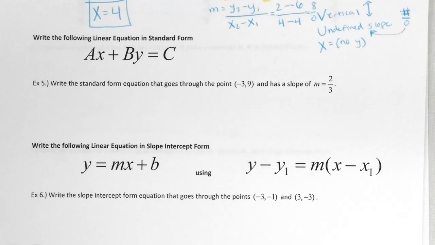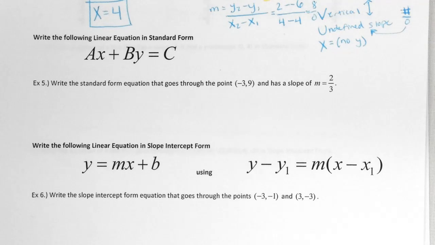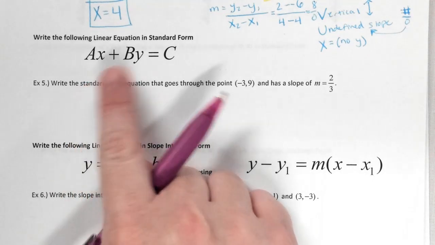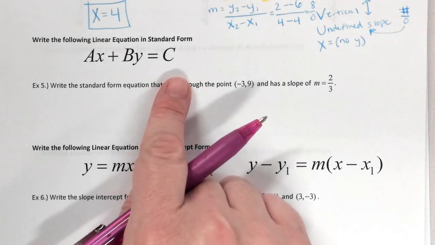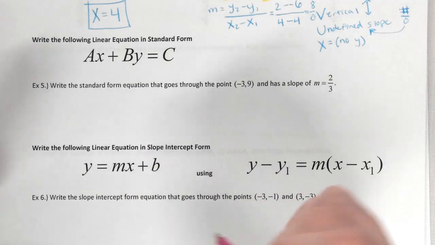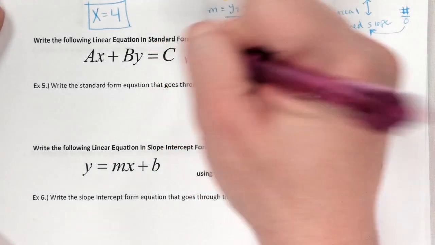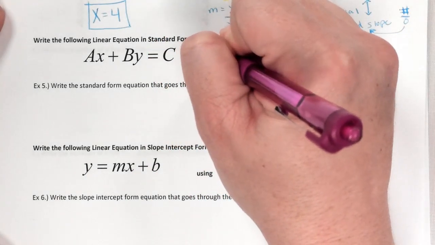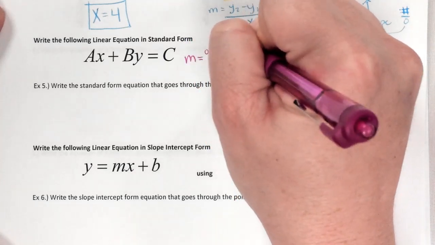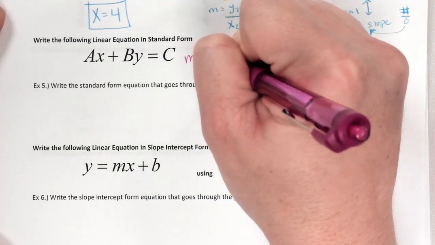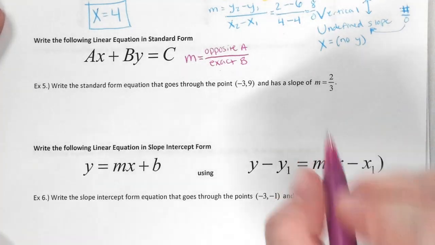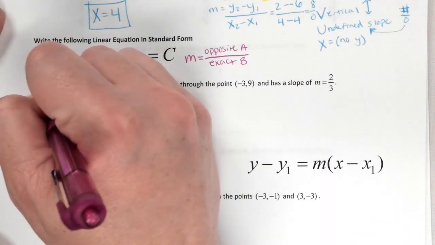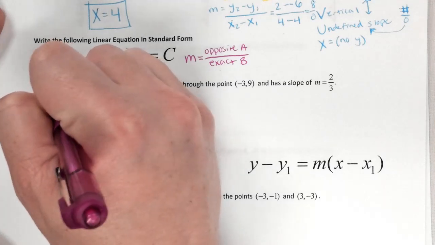And then we have standard form. I keep wanting to say absolute value, and I don't know why. So standard form is ax plus by equals c. And what did we say at the very beginning of today's lesson that we remember? Opposite of a over b. We know that standard form gives me my slope. Opposite a over exact b. So I know that when I'm looking for standard form, I have to find a, b, and c.